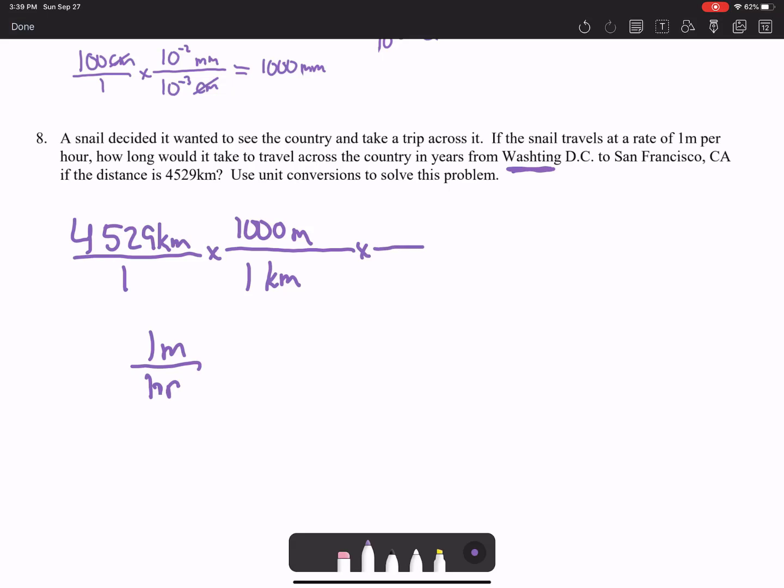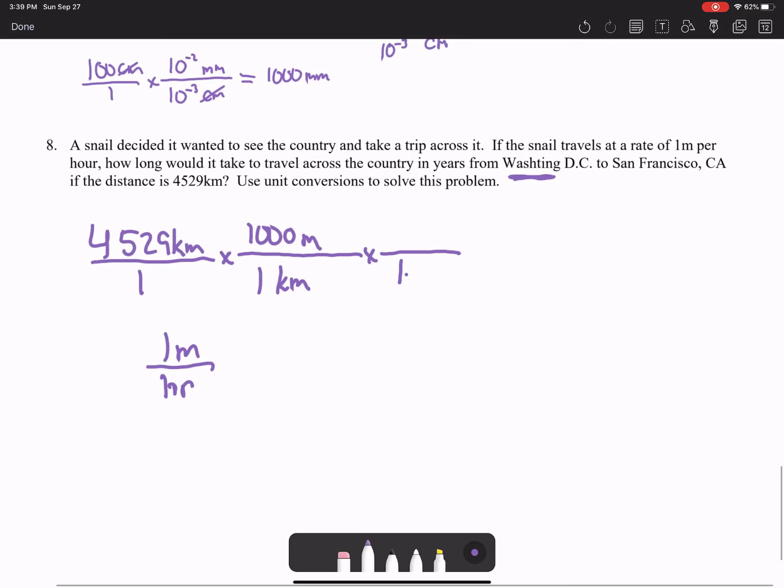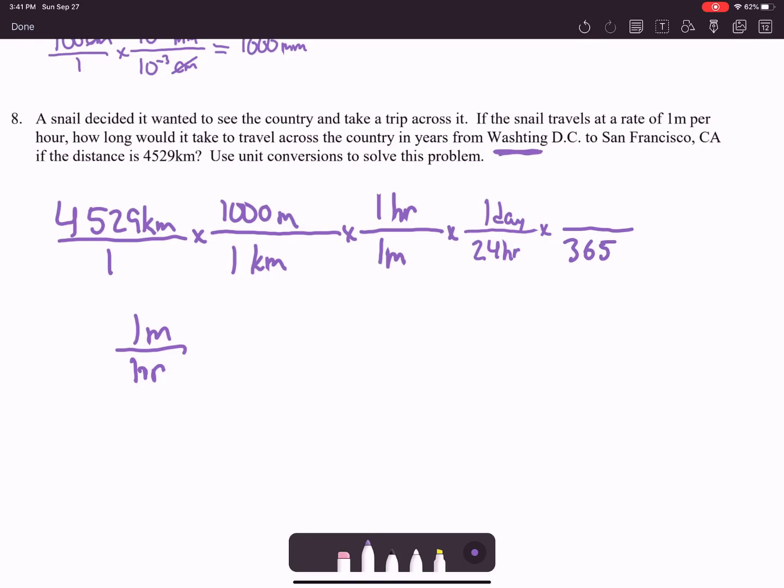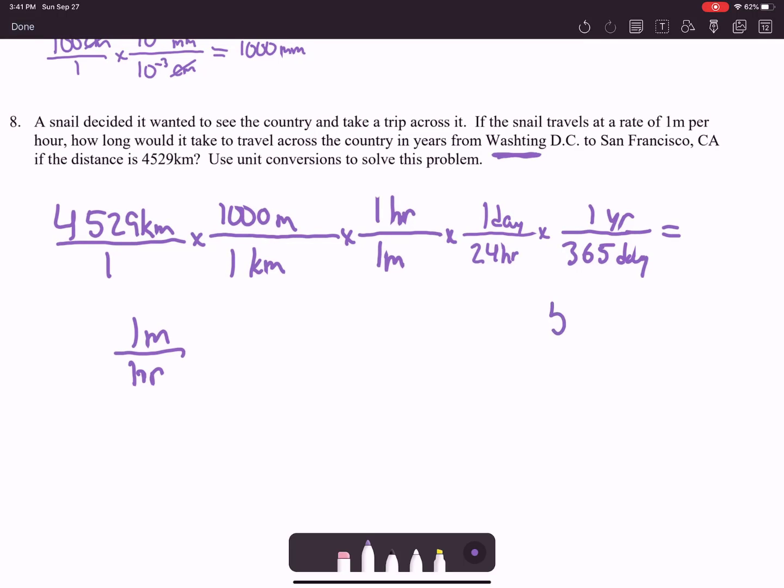Okay, now we're going to use our conversion factor to get over to some time units. 1 meter per 1 hour. Right, and now we just have to keep going until we get to years. And we know a bunch of different conversion factors to get to the correct time. 24 hours, 1 day, right? And 365 days in 1 year. And so the result is 517 years. So that little snail's going to be going for a very long time.